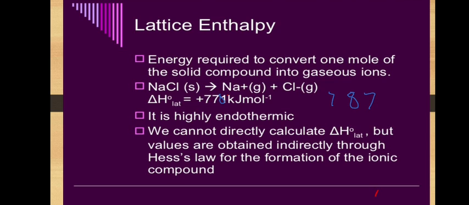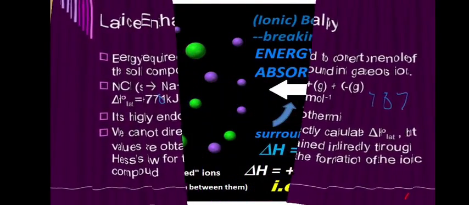And in the second equation here, this can be explained: sodium chloride is solid, and it gives gaseous sodium ions and gaseous chloride ions. Now the value that is given in your textbook, that is 787, I have mentioned here separately, 787, this one.